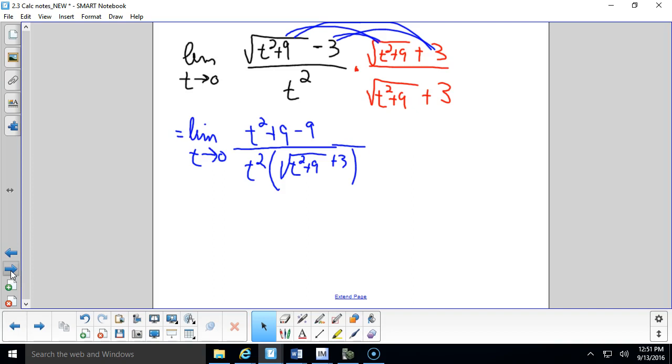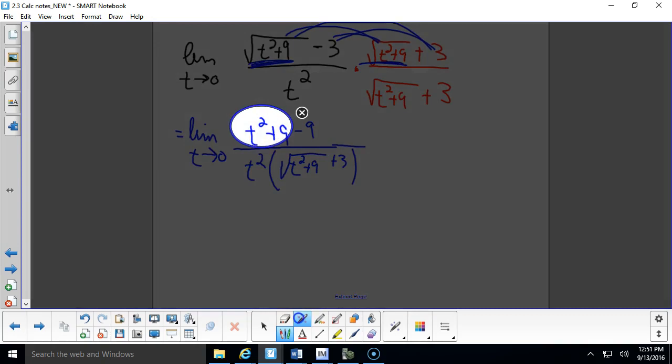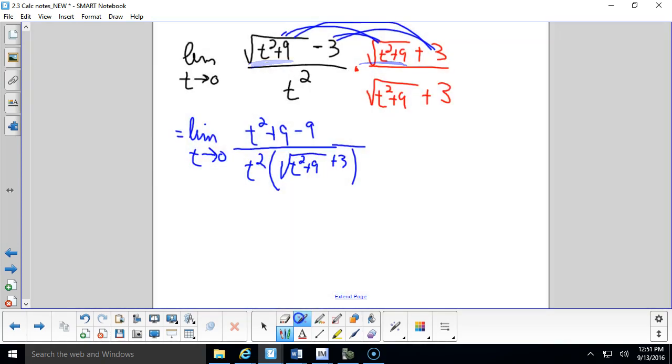And so first times first. When I take this one times this one, the square root goes away, and you just get t squared plus 9. Look what happens when I do the outside one. That's positive 3 times the square root, and then the inside one, negative 3 times the square root, and they cancel out and go away. And then negative 3 times positive 3 is minus 9.